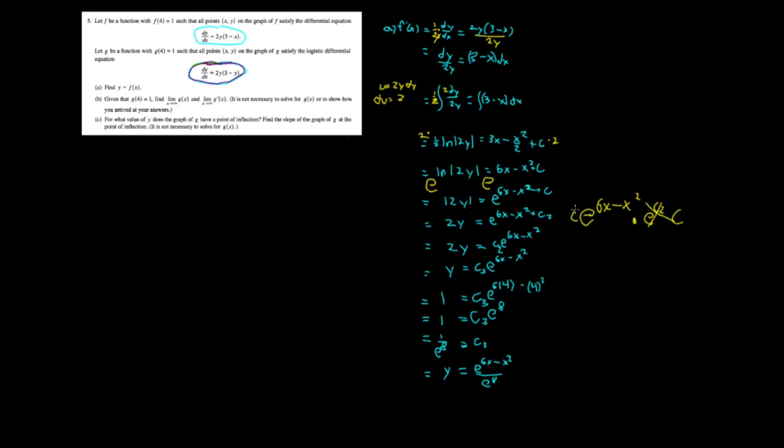Okay. So then what you get down here is 2y equals c2 times e to the 6x minus x squared. And then what you do is you multiply both sides by 1/2, and you get y equals c3 times e to the 6x minus x squared.